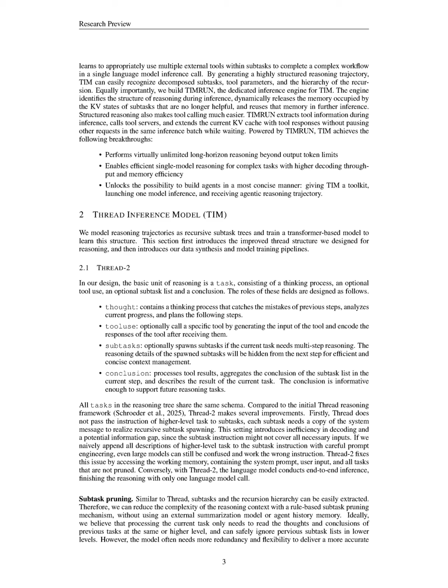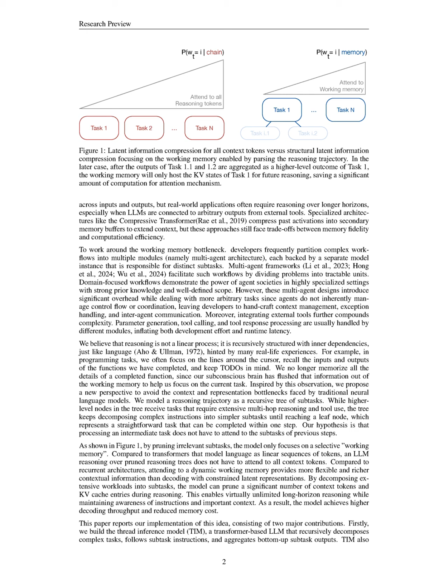TIM utilizes a pruning mechanism to retain only the relevant outputs from prior tasks at the same or higher level of abstraction, discarding unnecessary details from lower-level subtasks. This allows the model to focus on the current task without being bogged down by irrelevant information, thus enabling efficient long-horizon reasoning while maintaining a concise working memory.